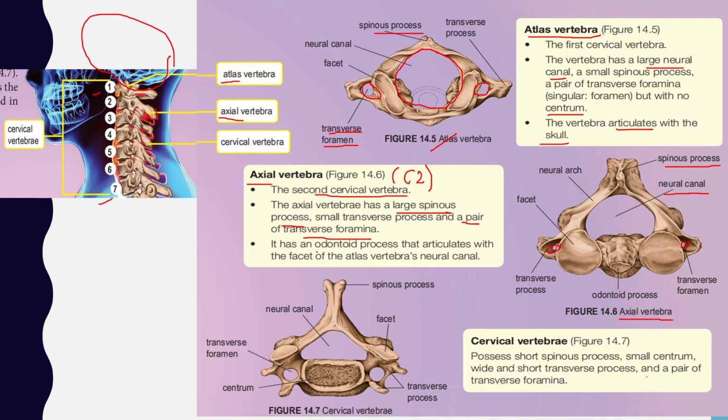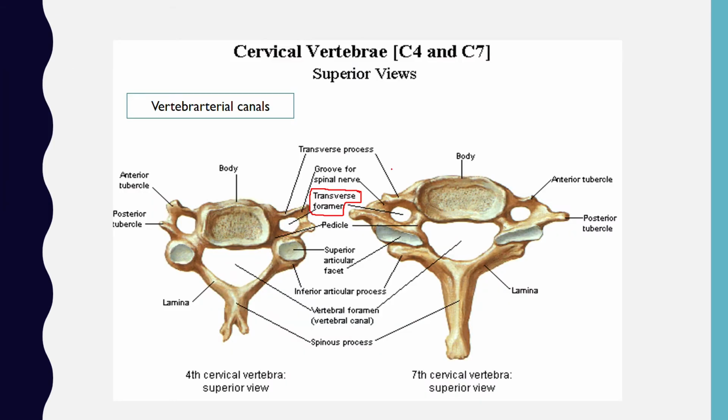Okay, and then it has an odontoid process that articulates, yang bersambung dengan, the facet of the atlas vertebra's neural canal. Okay, maksudnya di sini you see the dotted lines over here, this region kan? There's a hole here, okay, which is meant for the odontoid process to fit in. So it says it articulates with the facet of the atlas vertebra's neural canal.